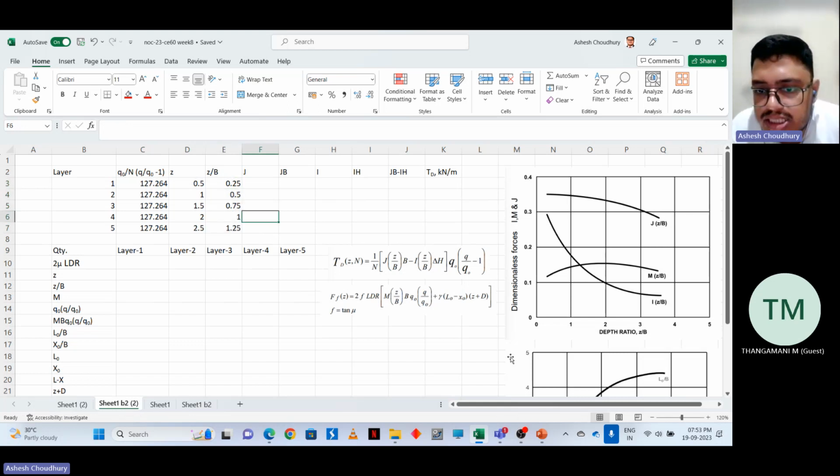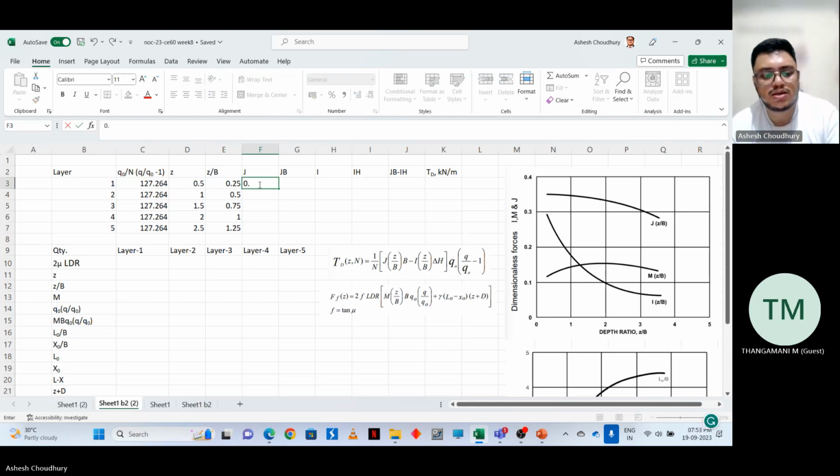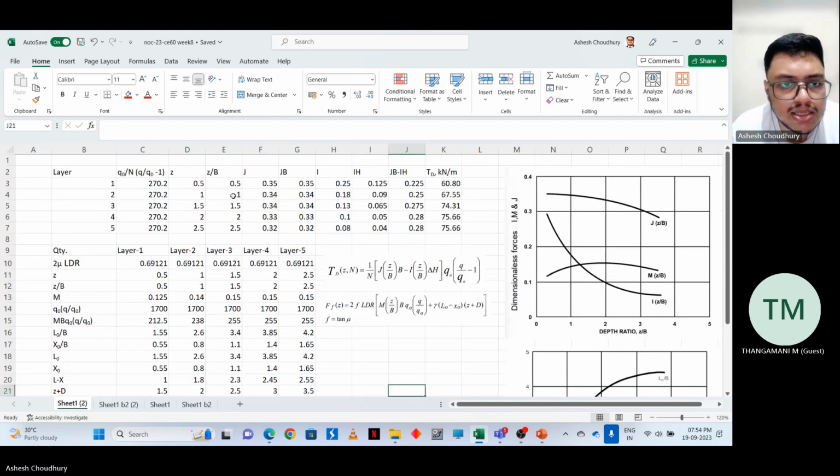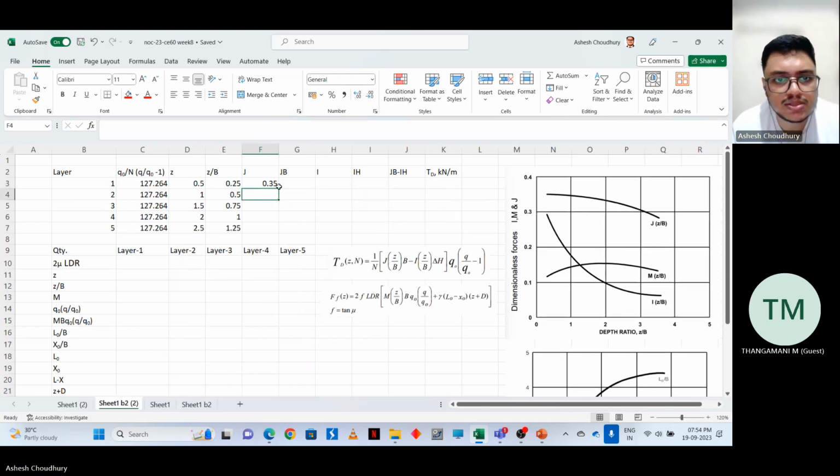Now let us see this J values again from here, this graph. So Z by B is 0.25. Approximate values you will take. Okay, approximate values. So 0.5, 0.25 here. So approximately 0.35 only. Okay, 0.35. Then all are approximate values. So for 0.5 we had taken 0.35. Same.